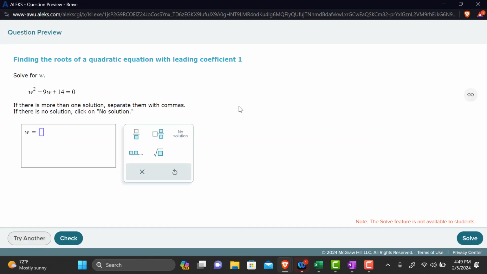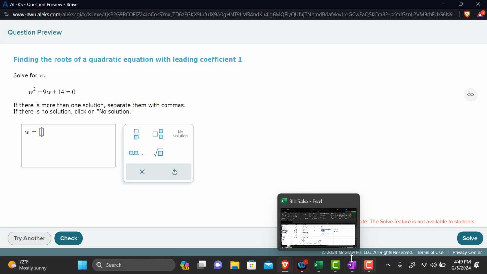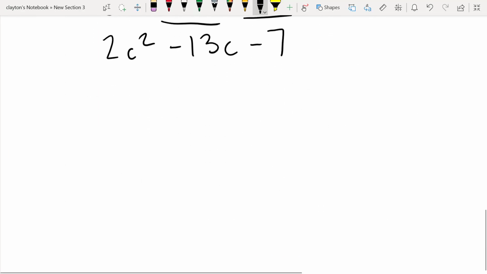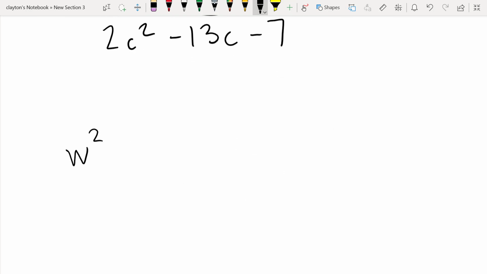So now we just did the distributing, and now it says, well, if we set this equal to 0, now we want to go the opposite direction and find the factors here. So I have w squared minus 9w plus 14. And I'll see if I can do two of these. w squared minus 9w plus 14. And I can talk about the way I go about it and any other methods. Let's see. w squared minus 9w plus 14 is equal to 0.